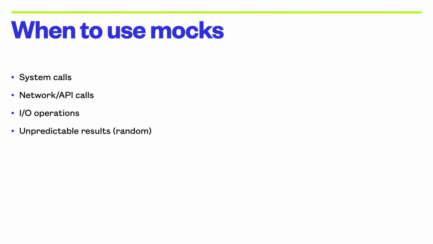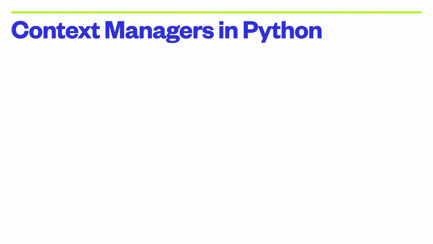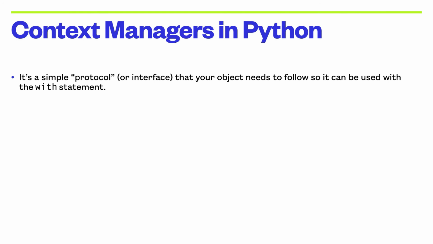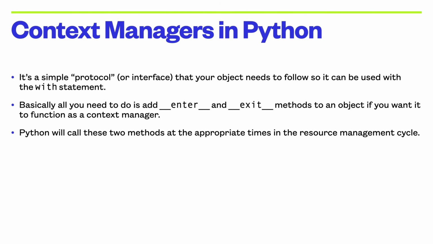Now I'll talk about using context managers. It's a simple protocol that your object needs to follow so it can be used with a with statement. You need to add 2 methods: one is called dunder enter and the other one is called dunder exit. I'll show you an example.